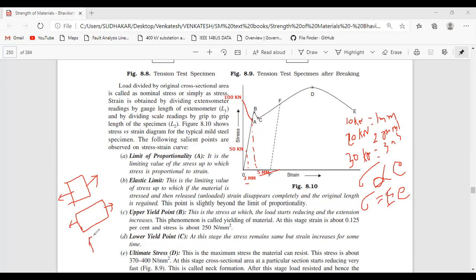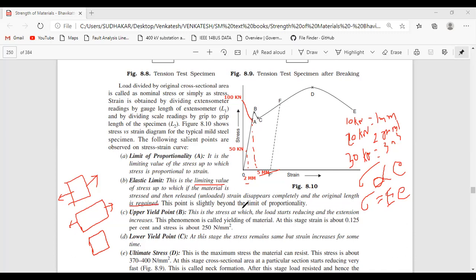It comes back to its original position after removal of load. This is the property of elasticity. So this is the limiting value of stress up to which the material is stressed. The material is under load, and when unloaded, that is, when I remove the force, the strain disappears completely. The original length will be regained.